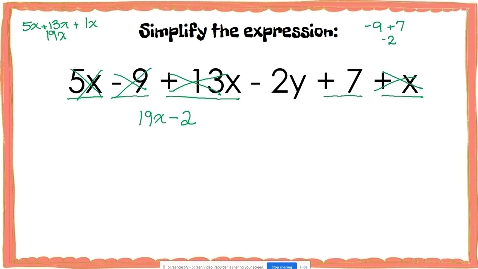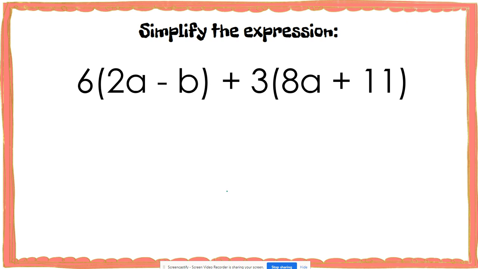Now our negative 9 and our positive 7 have been combined, and the only term I have left is this negative 2y. Now my negative 2y does not have any like terms, but that doesn't mean I ignore it, and instead I'm just going to rewrite it in my expression. Since it has a minus sign with it, that means it's a negative, so I'm going to write it just that way in my new expression. So minus 2y. The simplified expression here is 19x minus 2 minus 2y.